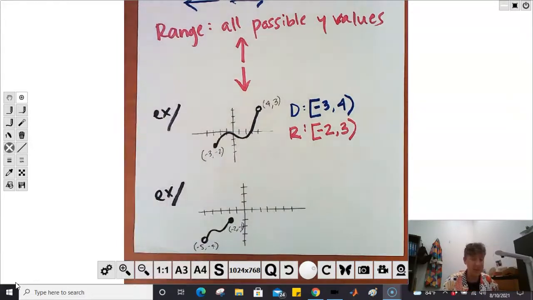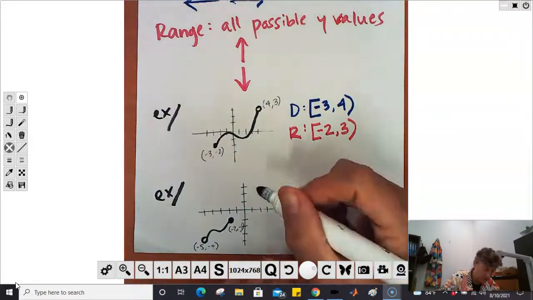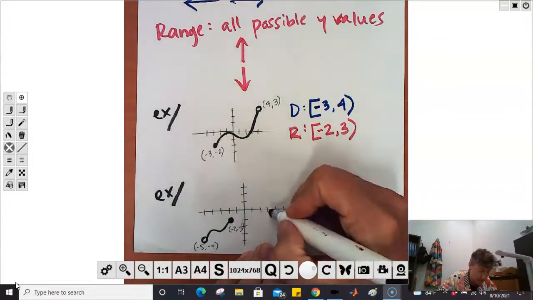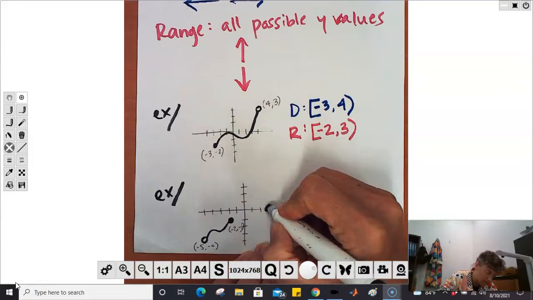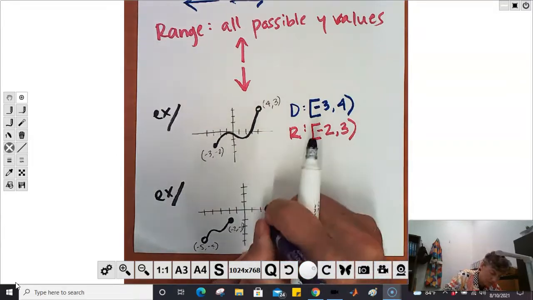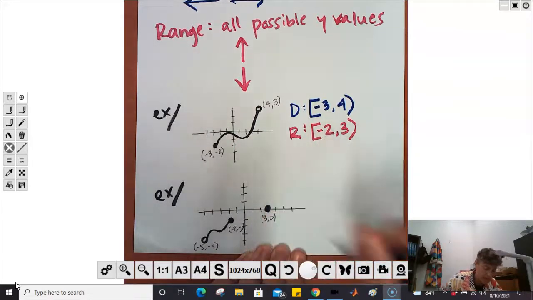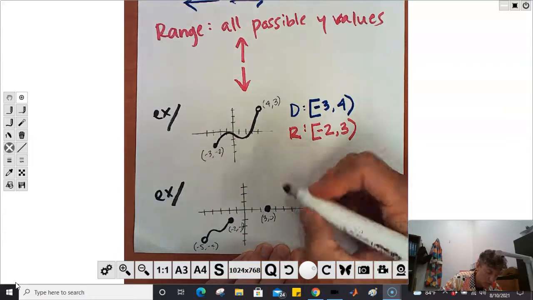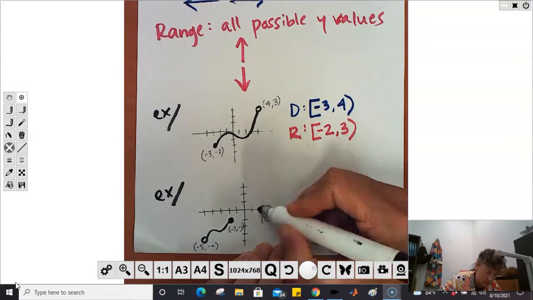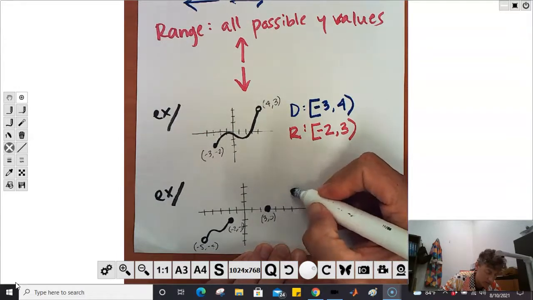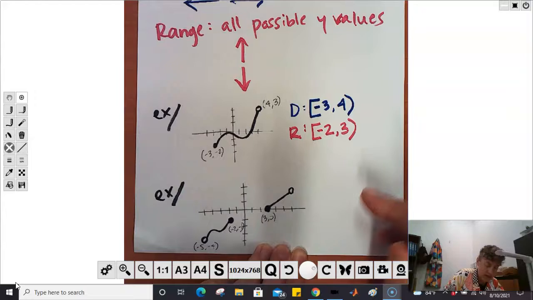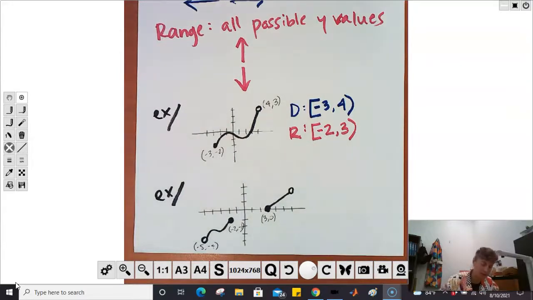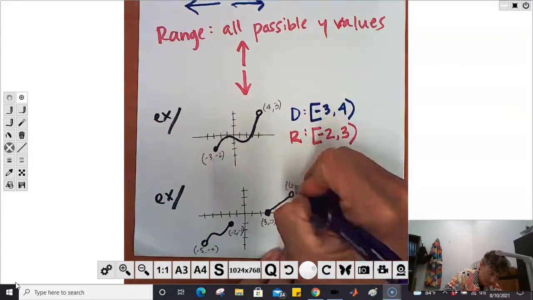Great. And then we're going to skip over here and let's do a closed circle at 3, 0. And let's do an open circle at, what was this, 6, 2. Open circle at 6, 2. And connect those. All right.